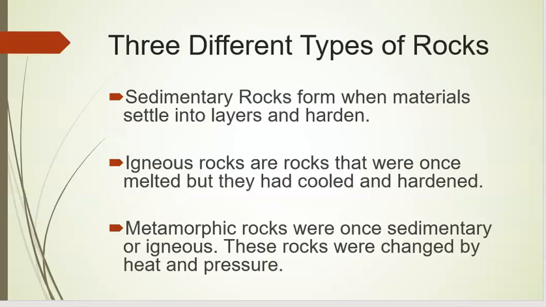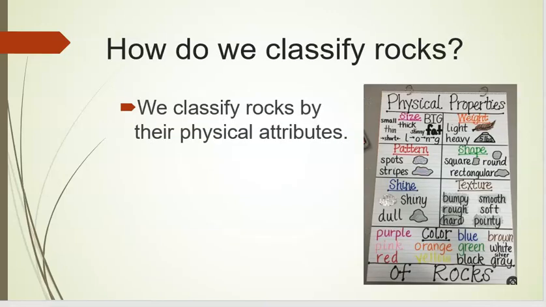There are three different types of rocks. Sedimentary rocks form when materials settle into layers and harden. Igneous rocks are rocks that were once melted, but they had cooled and hardened. And metamorphic rocks were once sedimentary or igneous. These rocks were changed by heat and pressure.